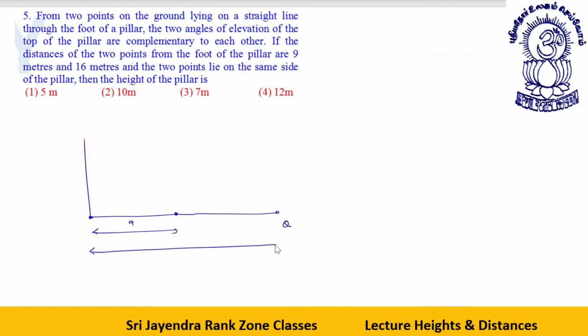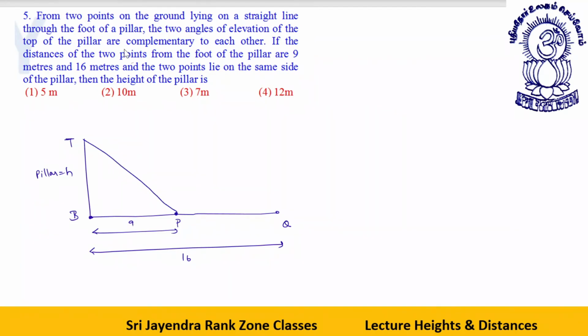Let's say Q, this is 16, this is point P, this is the base of a tower, this is the top of the pillar. Let's say the height of the pillar is h. The two points lie on the same side. Now what will happen?